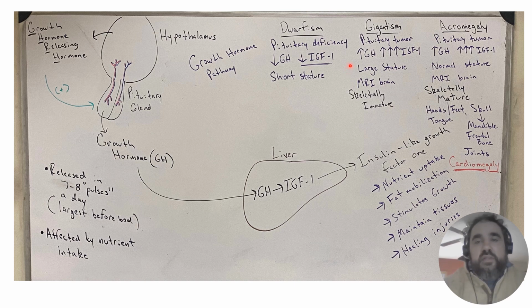You try to suppress it with a big glucose load, and GH stays really high. The only difference is that in gigantism, patients have large stature, so they get very tall, like 7 feet tall, and in acromegaly, they have normal stature. So what's up with that? Well, in gigantism the patients are skeletally immature, so their growth plates are not closed, and they get very, very tall. In acromegaly, a 40-year-old man develops a pituitary tumor, and he's not going to get any taller. His growth plates are closed.